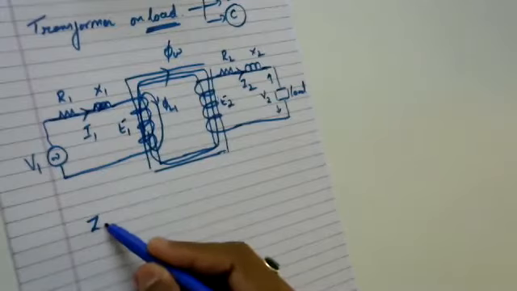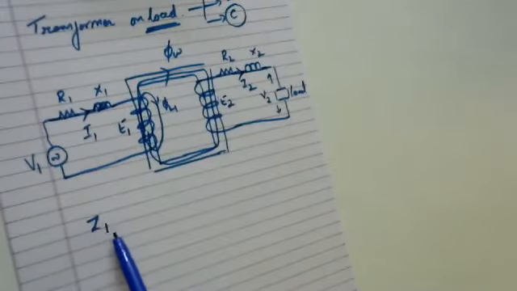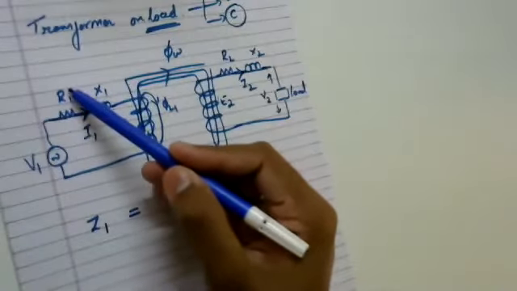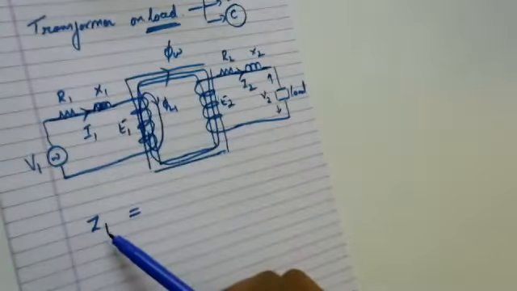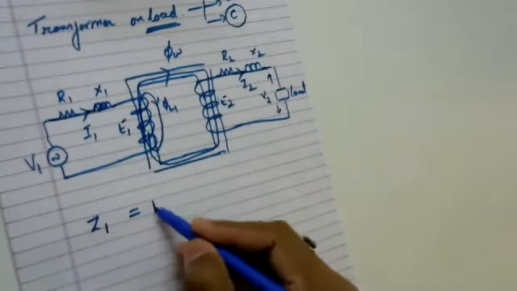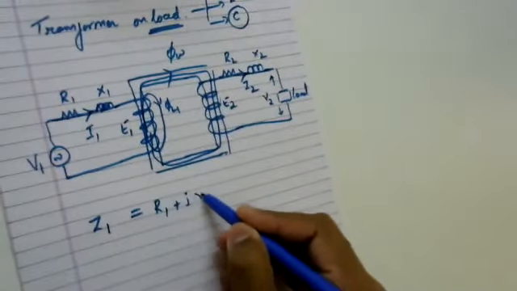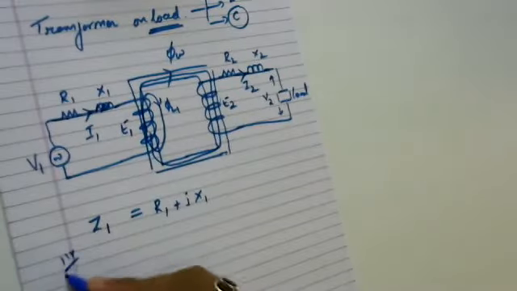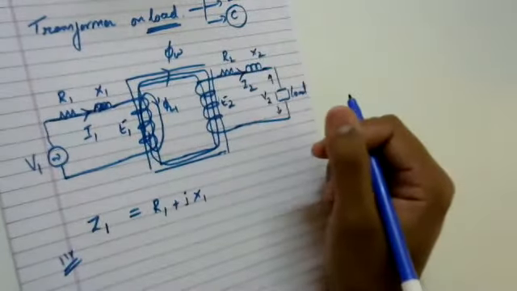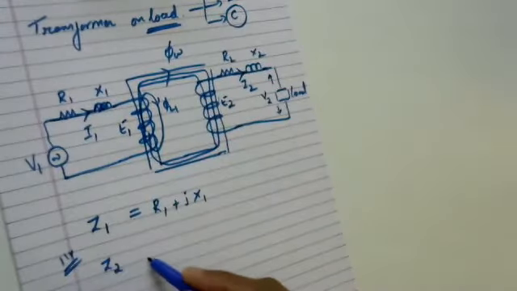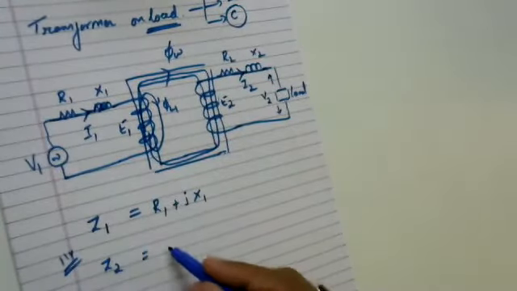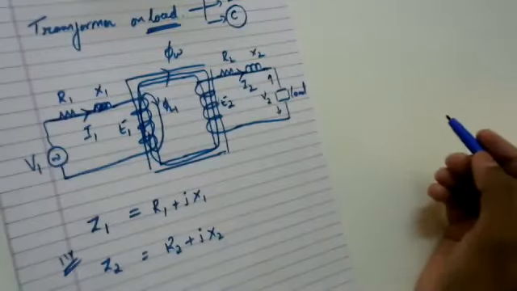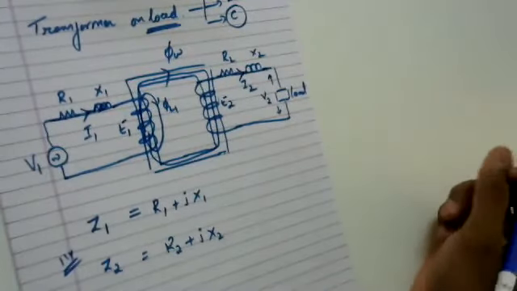The impedance that is seen on the primary side is represented as Z1. As I'm having some amount of resistance R1 and X1, I can write my Z1 as simple as R1 plus j times X1. Similarly, I would like to know the impedance on my secondary side. The impedance on the secondary side is given by Z2, which is nothing but R2 plus j times X2.